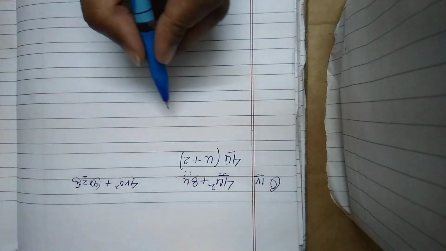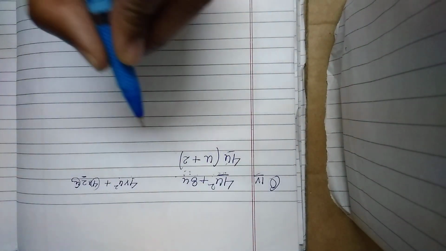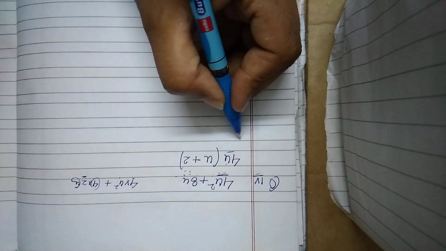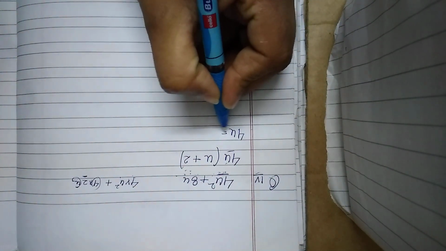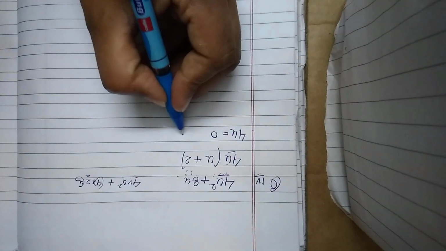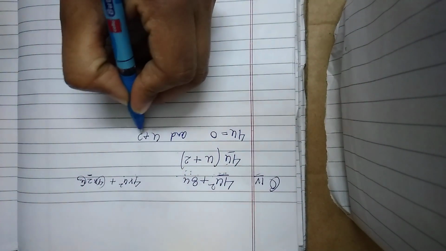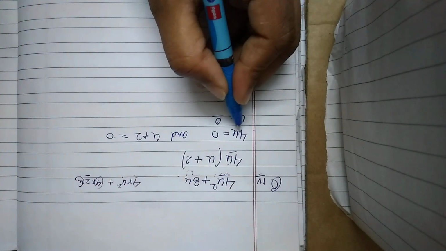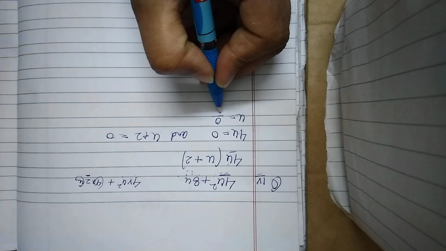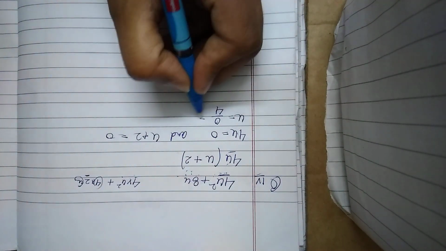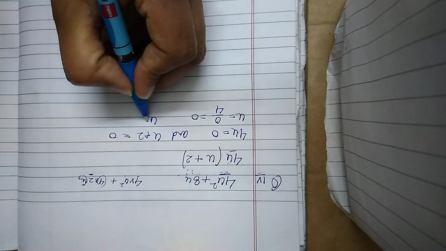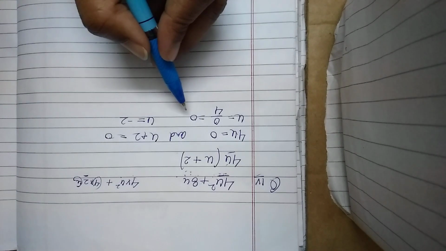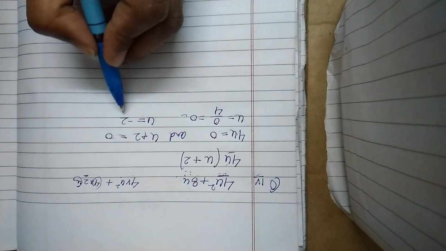But we have to find the zeros. When we have to find the zeros, we have to equate these factors equal to 0. Equating them equal to 0: 4u equal to 0 and u plus 2 is equal to 0. u is equal to 0 upon 4, multiplying 4 on the other side, it becomes divide, so u upon 4 is equal to 0, and u plus 2 equal to 0, u is equal to minus 2. We have two zeros, one is 0, another is minus 2.